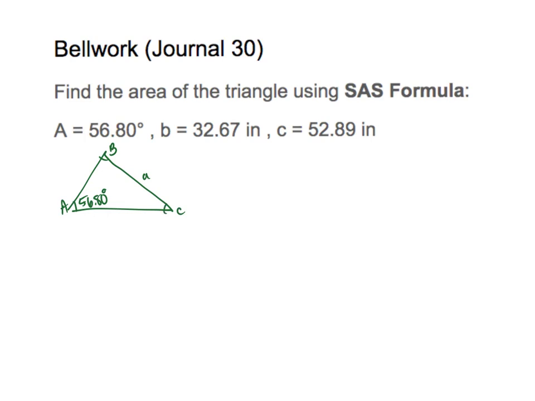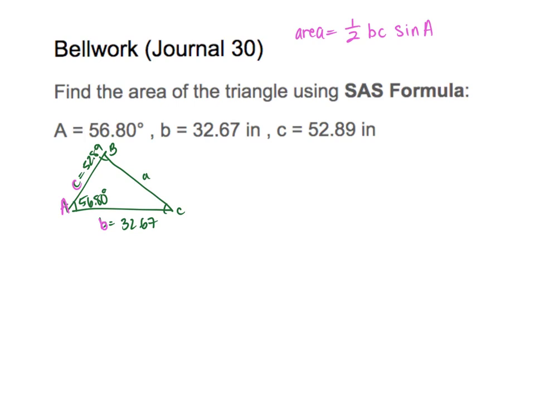But in this case, we don't have big B or big C, but we do have little b, which is 32.67, and we do have little c, which is 52.89. So I want you to take notice that you have the side, angle, and then a side. So you have side, angle, side, which tells me you can use this formula here. And the formula to calculate the area is 1/2 times the two sides, B, C, times sine of the angle. So that's the formula if you need it.